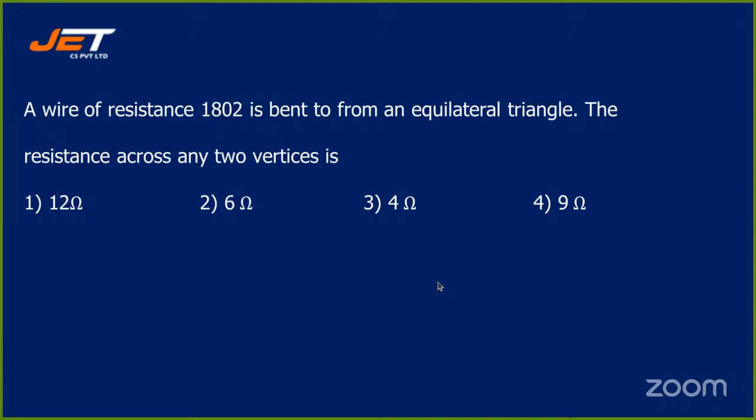The first two vertices will be in series. The other vertex will be in parallel, right? So the overall wire resistance is 18 ohms. So when it is bent, what happens? You give 6, 6 and 6.